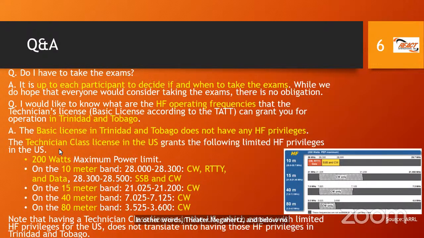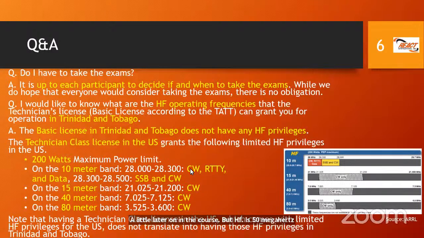We have provided some information here on your screen, what the technician class license in the US grants as far as HF. It is some HF privileges, but when we look at what's actually granted under the American system as a technician, first of all, there's a limitation of 200 watts. And in a couple of the bands, you do have some privileges there on the HF part of the spectrum. We'll get into what HF is a little later on in the course, but HF is 30 megahertz and below, or 3 to 30 megahertz.